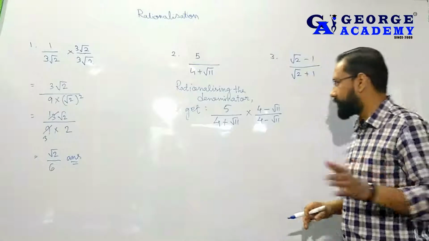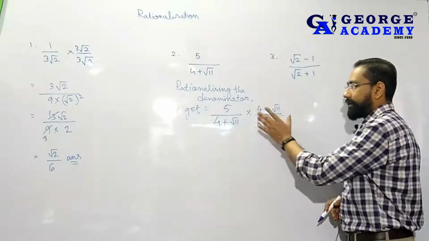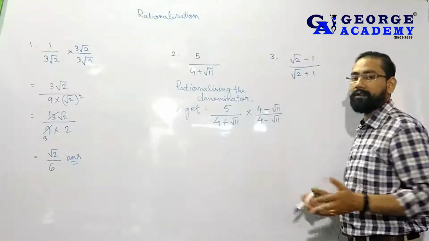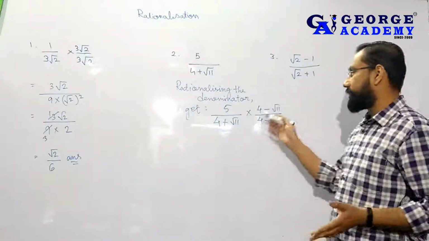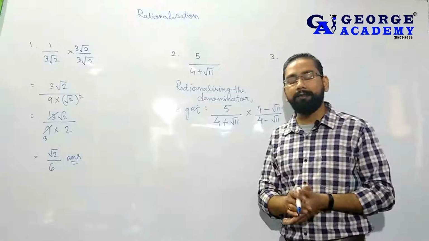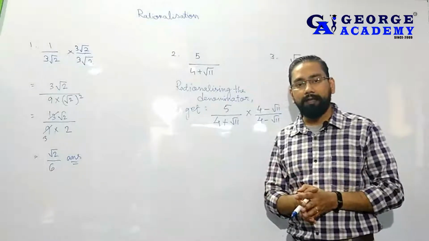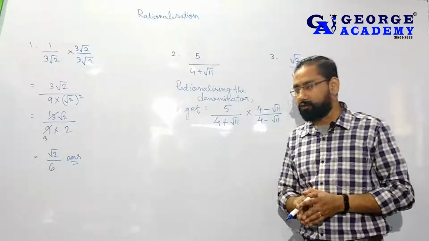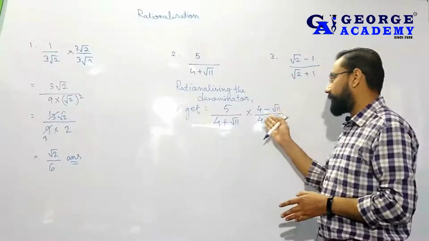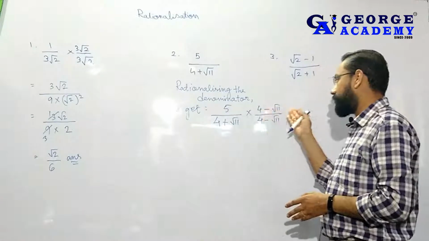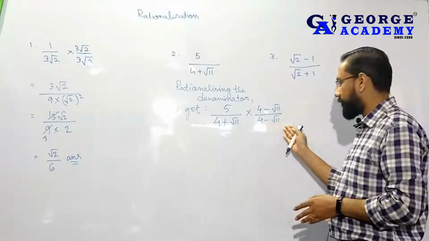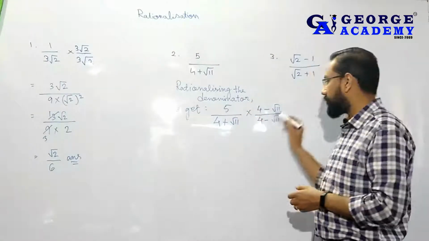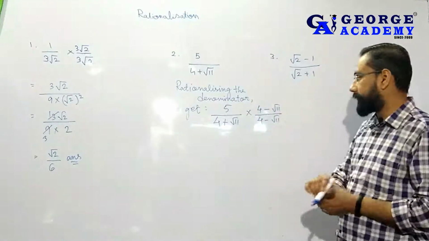Why will the value not change? Because we are multiplying by a fraction and the numerator and denominator of that fraction are the same. If the numerator and denominator of the fraction are the same, that means we are multiplying by 1. Any fraction or any number multiplied by 1, the value doesn't change. So if we multiply this fraction by 4 minus root over of 11 by 4 minus root over of 11, the value of this fraction will not change because this is equal to 1.